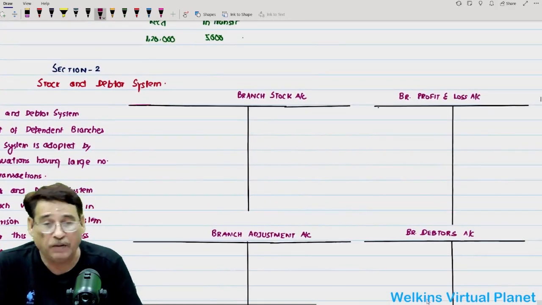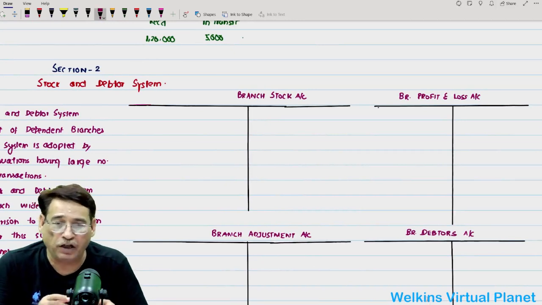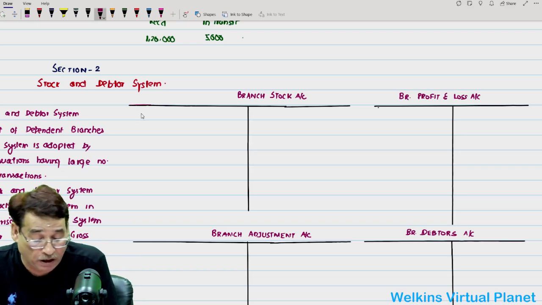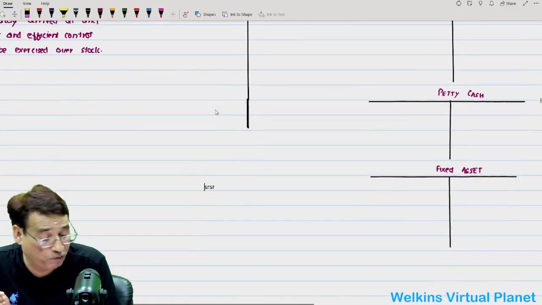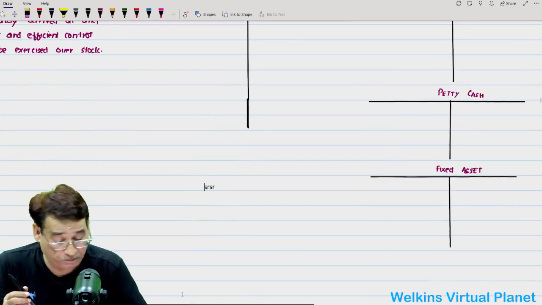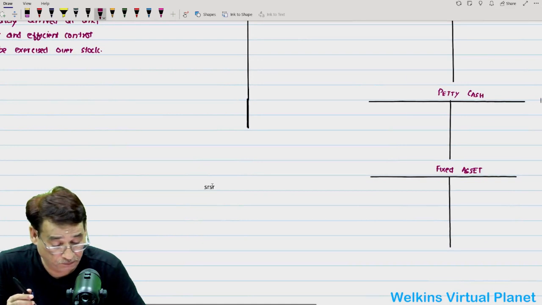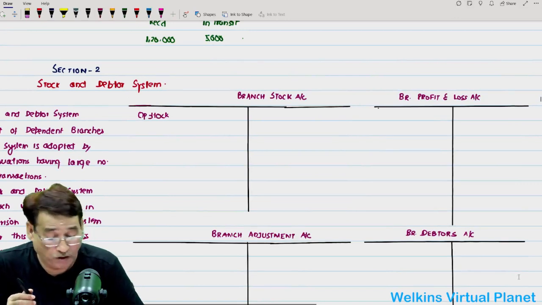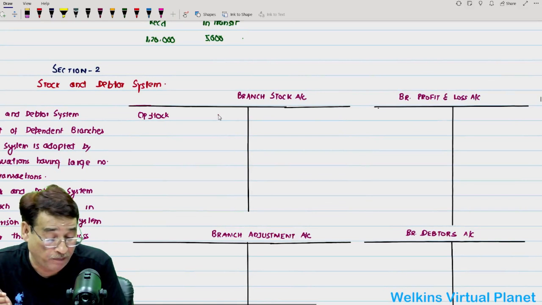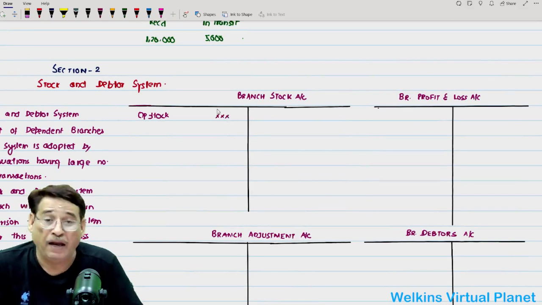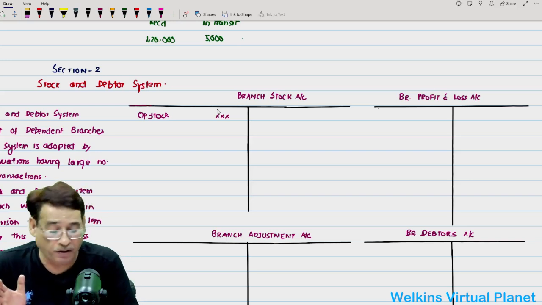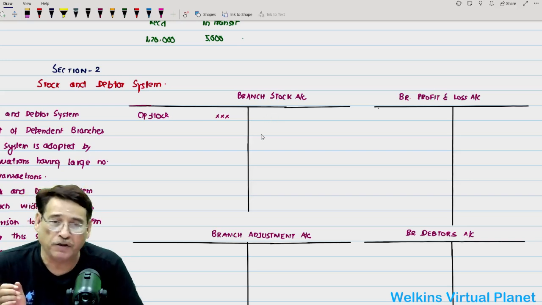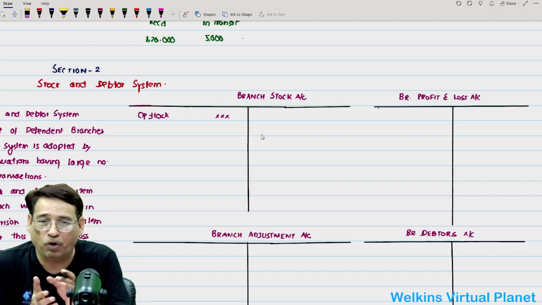Very simple. In the branch stock account, we shall write information which is related to stock. For example, in this particular account, I will write opening balance of stock. Whatever opening stock is there, I am going to write as opening balance. And generally under the debtors system, if you remember, we used to write the loading part towards the opposite side, correct?